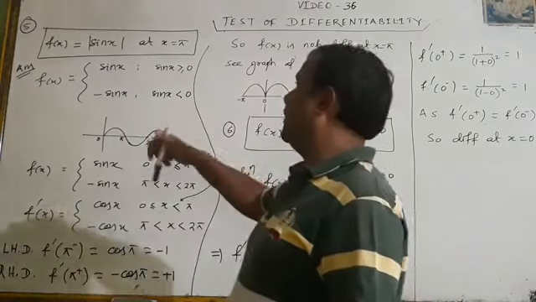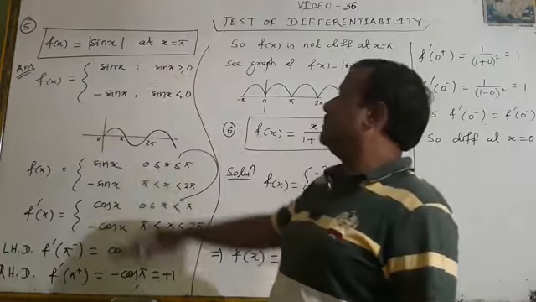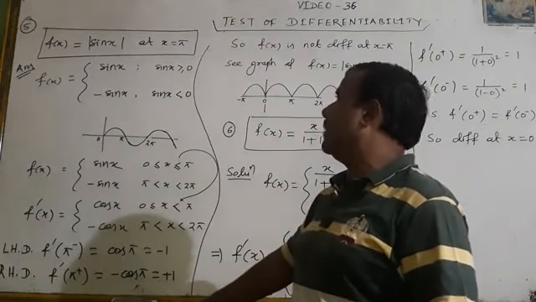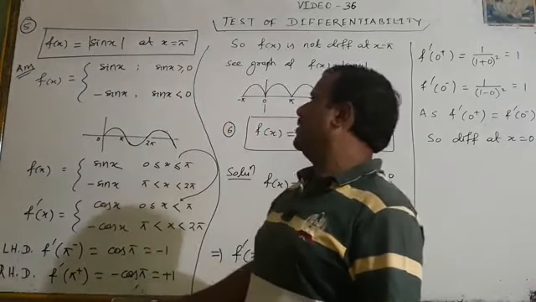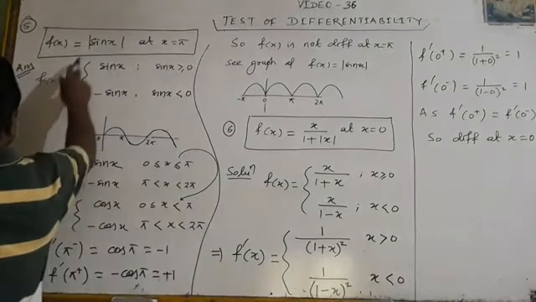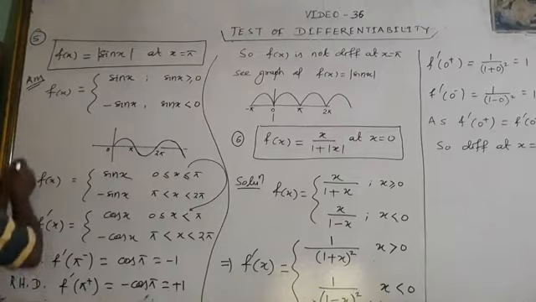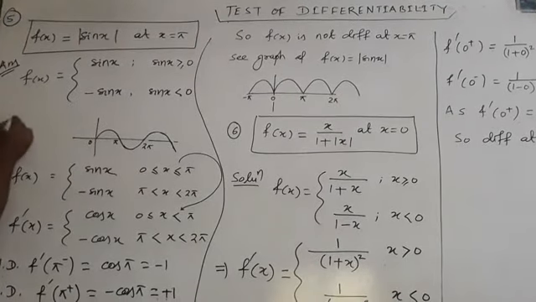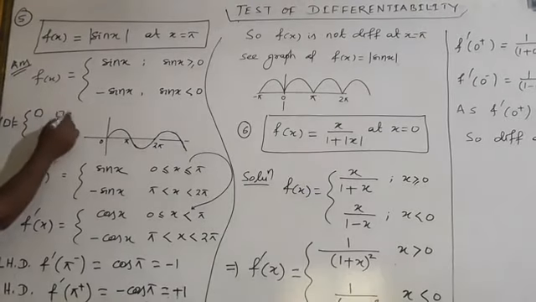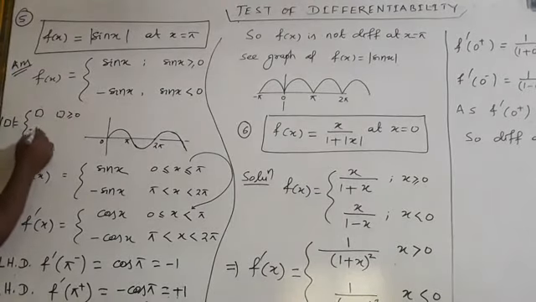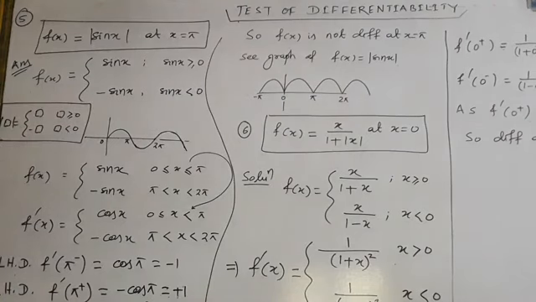It's a different way. The question is f(x) = mod x at x = pi. At this point we will test the differentiability. Now look here. As we know, mod of anything is equal to that thing when that thing is greater than or equal to 0, and minus of that thing when that thing is less than 0. This is the fundamental thing. Okay. Now mod sin x. What is mod sin x?